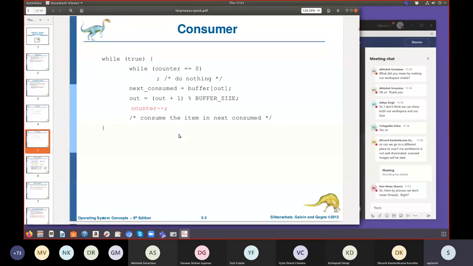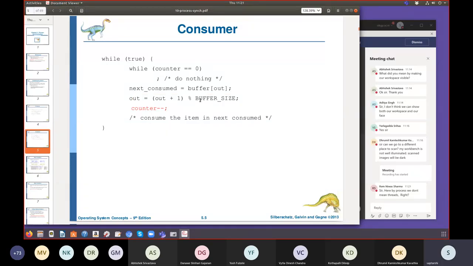Similarly, what does the consumer do? It first checks whether counter equal to 0, and as long as counter equal to 0, that means the buffer is empty, the consumer has to wait. When there is some valid item in the buffer, then it consumes it, and then it increments this pointer out equals to out plus 1 modulo buffer size.